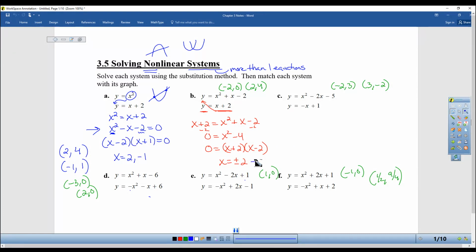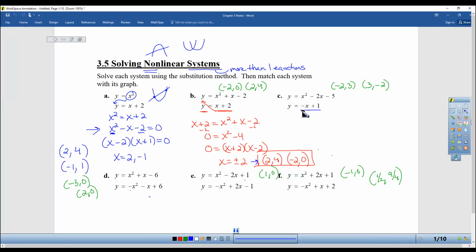And then don't forget this is not the answer. So when x is 2, I get 4. And when x is -2, -2 plus 2 is 0. I can try both those points in the other equation to verify my answer. But you can also just look in the back of the book at your homework and see if you got it right. Next one, substitution method again.